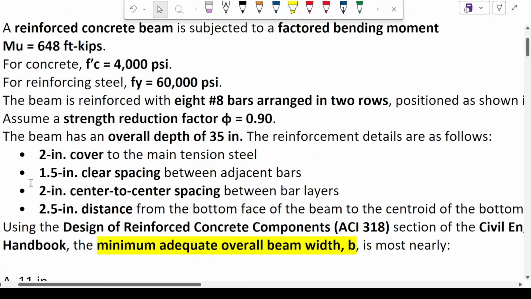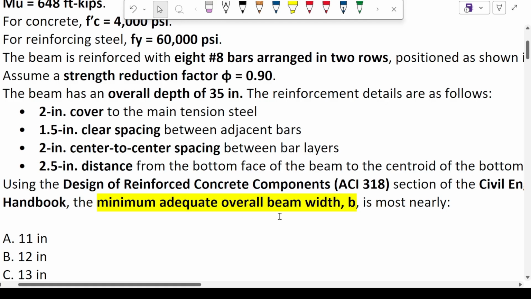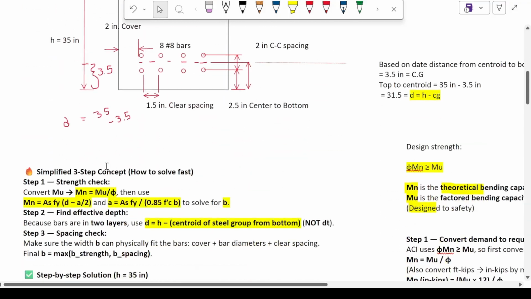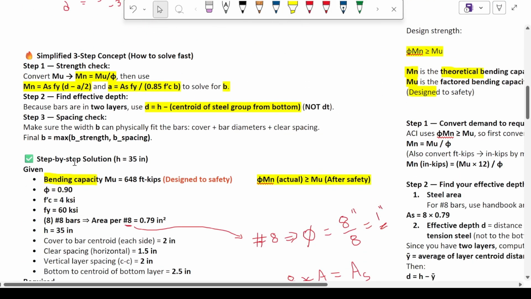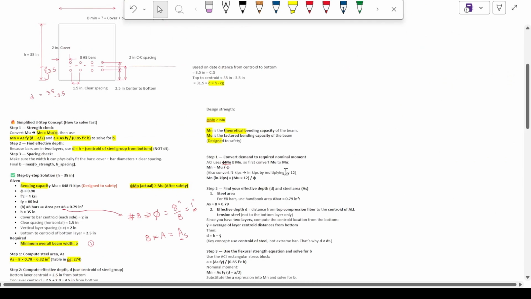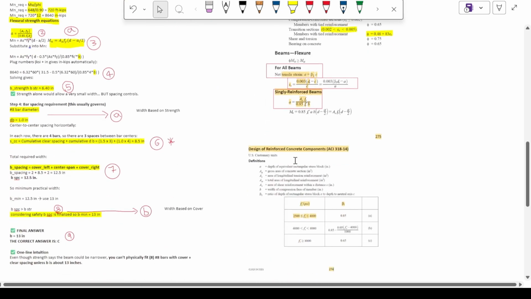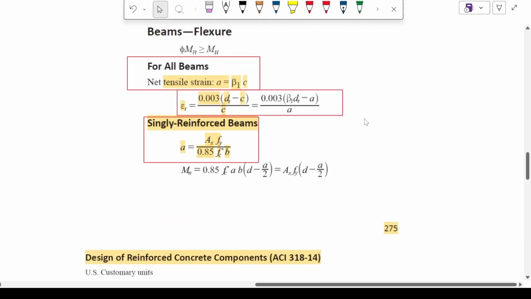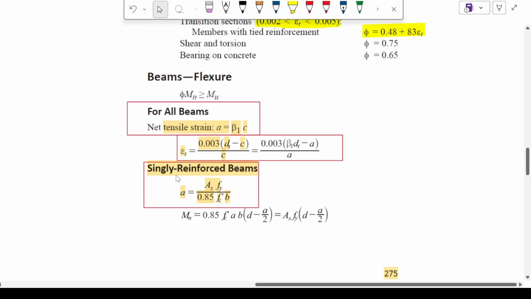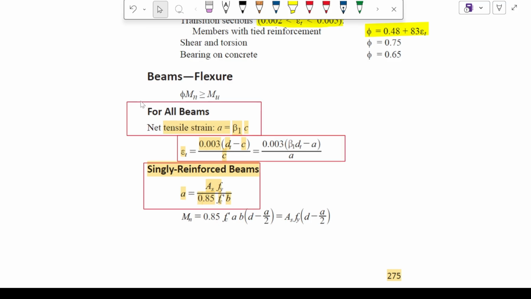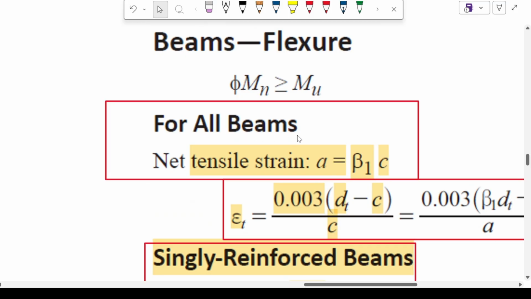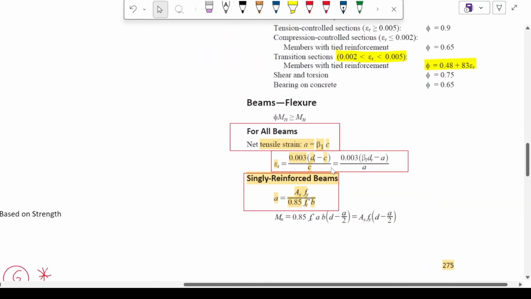Now they are asking what is the minimum adequate beam width B. For this width calculation, if you go and type singly reinforced, it will take you to page number 275 in your FE reference manual. Please understand that though they gave this equation as singly reinforced, it applies for both singly as well as doubly reinforced beams, because they gave it for all beams.